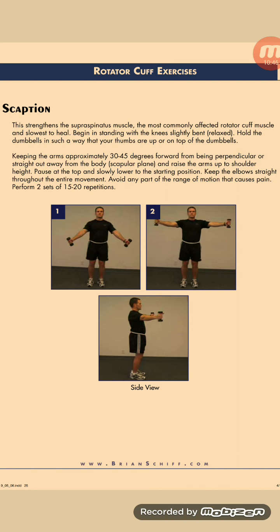Keep the elbow straight throughout the entire movement. Avoid any part of the range of motion that causes pain. Perform 2 sets of 15 to 20 repetitions.